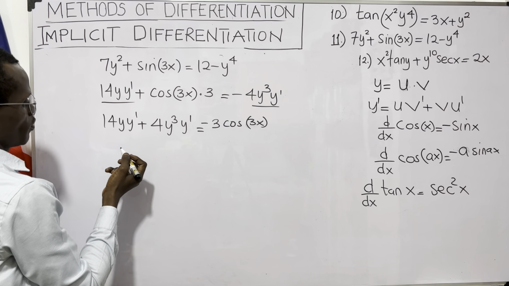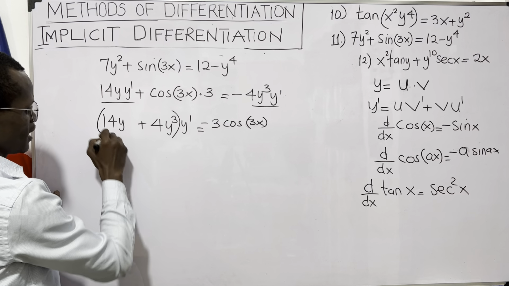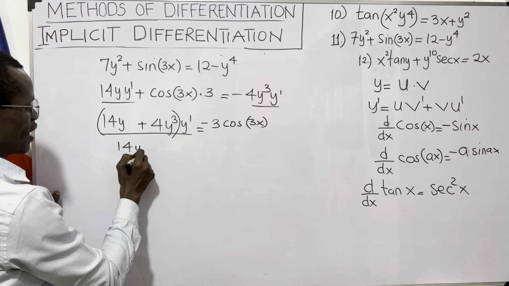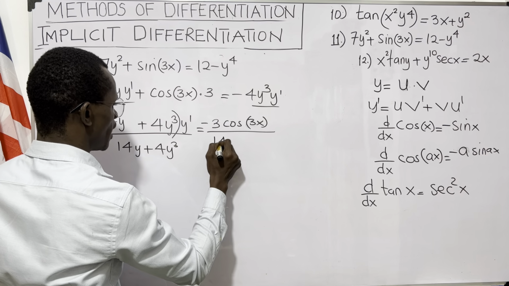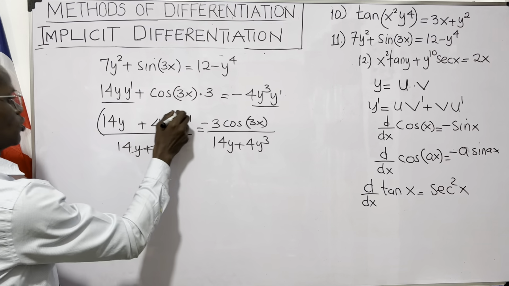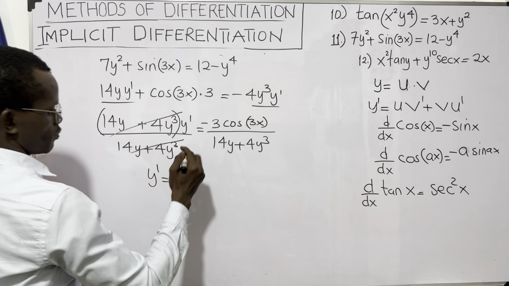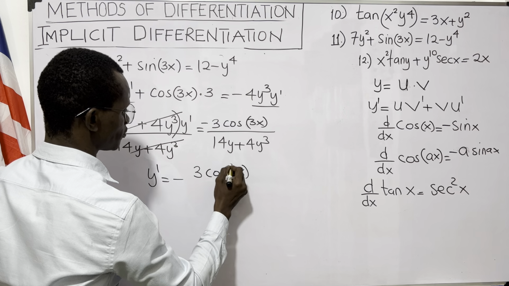We can now just factor out this y prime, so we just have it like this. So we can now divide both sides by 14y plus 4y cubed. So we have y prime to be minus 3 cos of 3x.